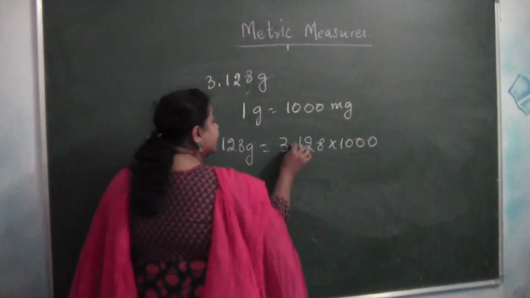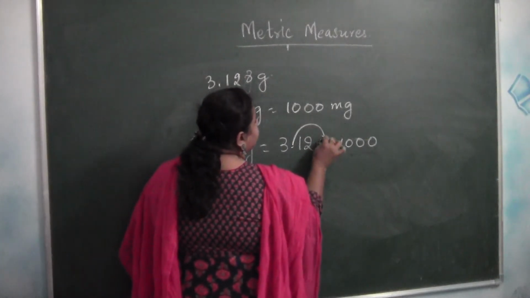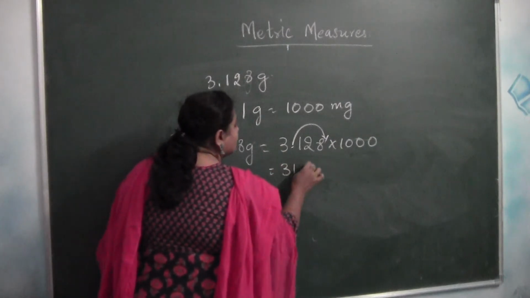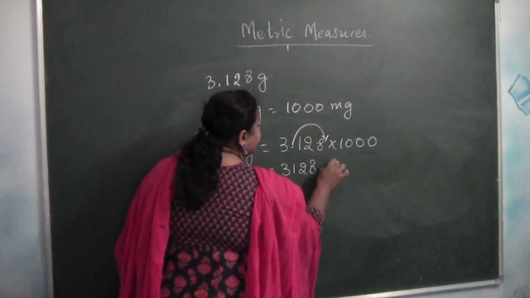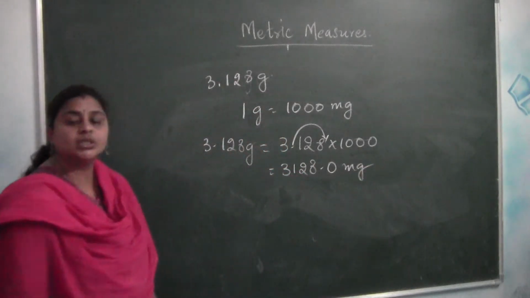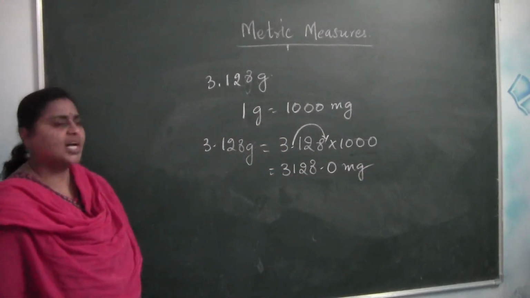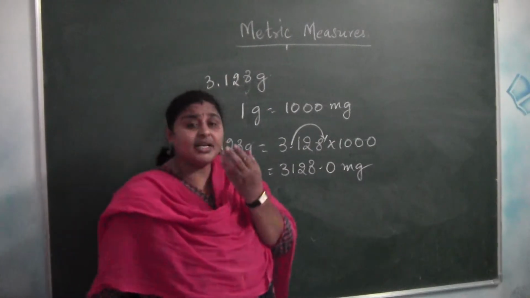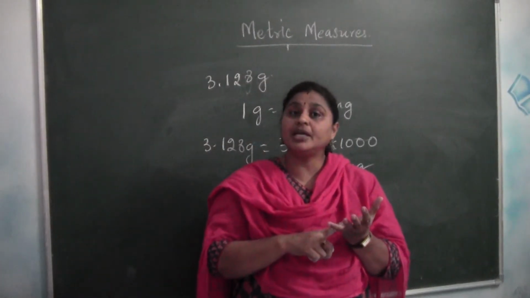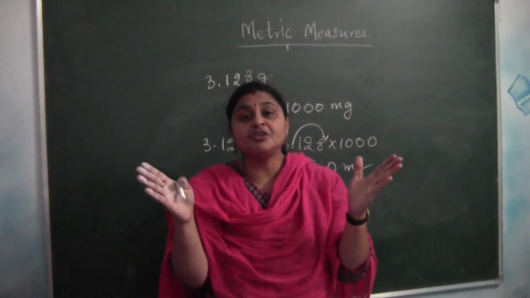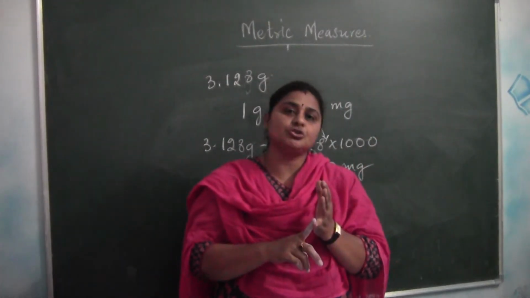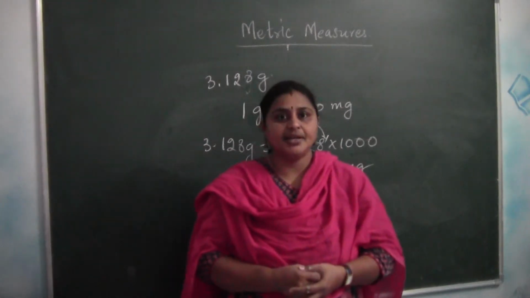So the decimal takes a jump after 3 digits. It means 3128.0 milligrams. Got it, children? That's it. Simple. So when we are converting, we need to first check whether we are converting bigger to smaller or smaller to bigger, and the relation between the given units. If you can recollect these two, the chapter is very easy.